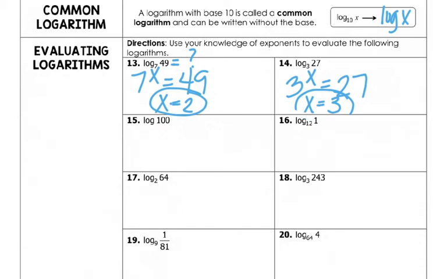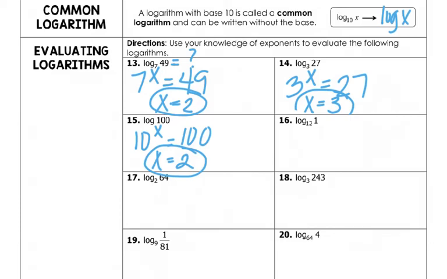All right, so now let's look at number 15. We have the log, and then we have 100. What are we missing? We're missing a base, right? Which means that we know our base is going to be 10. We don't know what our exponent is, but it equals 100. So 10 to the what power equals 100? 2. 10 to the second power.